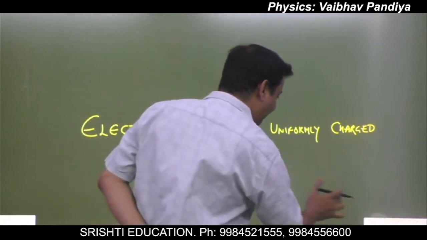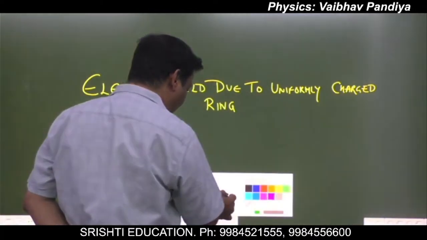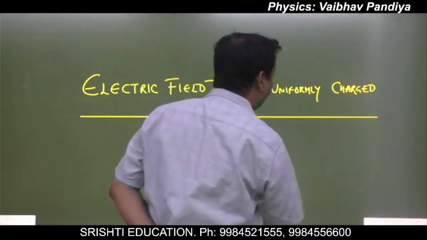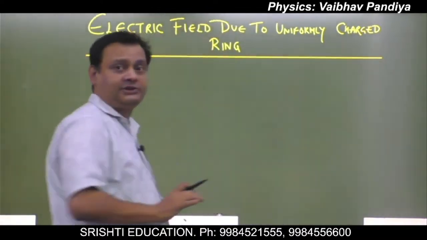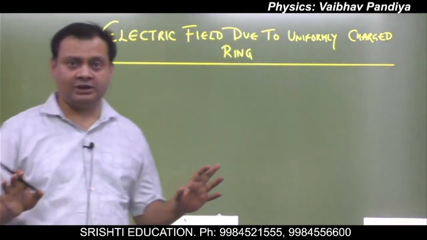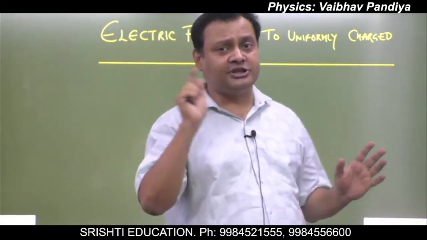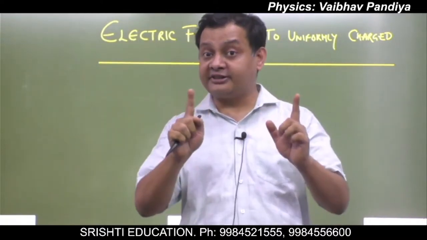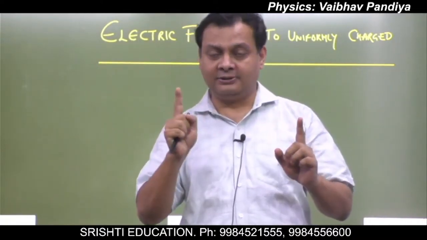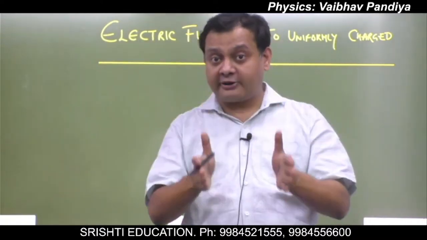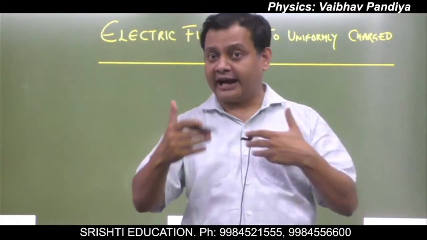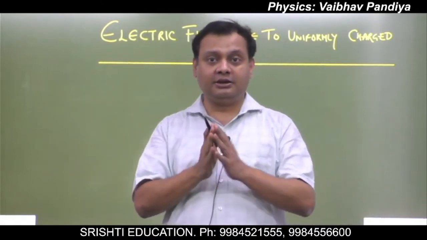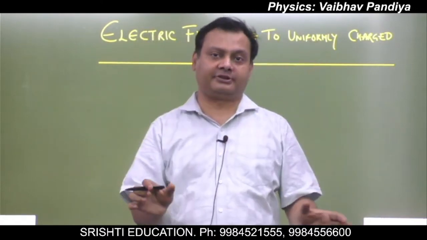Take care of one thing: we have to focus on the approach of the derivation. Because uniformly charged ring means the charge density is the same at each point of the ring. There can also be cases when the charge density varies on the ring, but the approach of the derivation will be the same. Of course, the end formula will differ. So be careful about the steps of the derivation, number one.